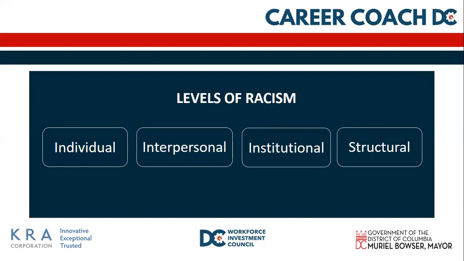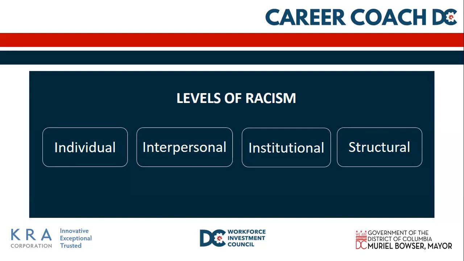Individual racism has to do with a person's beliefs and actions that serve to create oppression. These beliefs and actions can both be subconscious and unconscious, externalized or internalized. Interpersonal racism is expressed in the interactions between people, both within and across different groups, that result in differential treatment based on race.